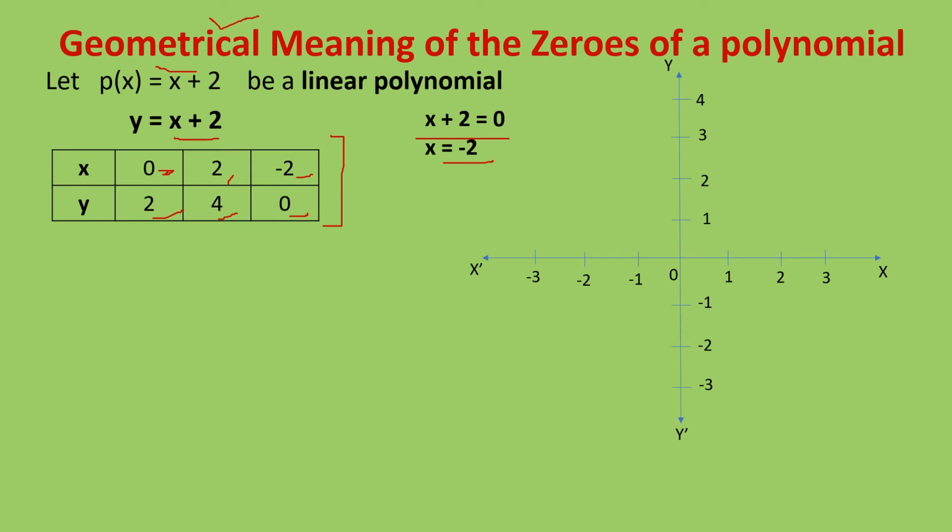Now what we have to do? We have to plot these values. For the first value we have x coordinate 0 and y coordinate 2. So on the x-axis we will see 0, and on the y-axis we have to show 2. It is plus 2, that means we have to go towards this side. So here 0 and 2 we have located here. This is 0, 2. The x coordinate is 0 and the y coordinate is 2.